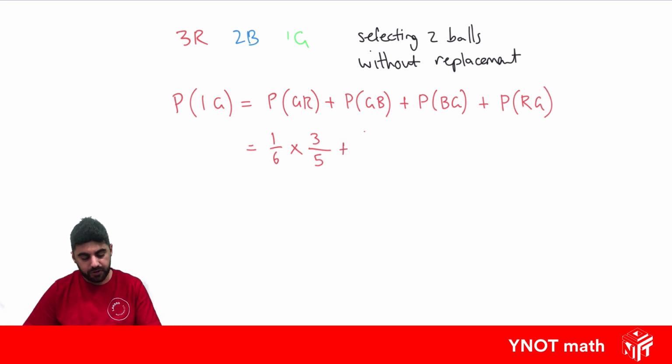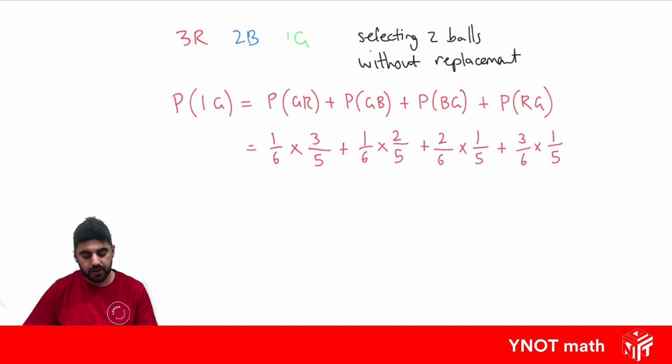Plus, the probability of selecting a green the first time is 1 out of 6 because there's 1 green out of 6. Times the probability of selecting a blue, well there's still 2 blue balls because we only selected a green one, but there's only 5 balls left. Plus, probability of a blue ball first, well there's 2 blue because we haven't taken any out yet because this is a new scenario, out of the 6, multiplied by, well there's still 1 green left, but there's only 5 balls left in total. Plus probability of a red first, well there's still 3 reds because this is a new scenario, out of 6, times 1 green out of 5 because we've already taken 1 out. So just bear in mind that each one of these is a new scenario and we're adding these new scenarios together as compound events.